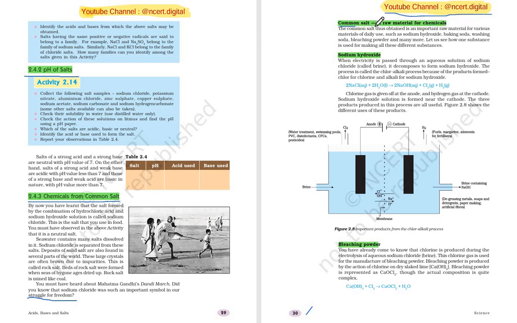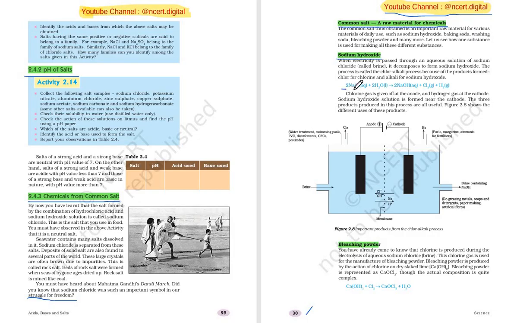Common salt, a raw material for chemicals. The common salt thus obtained is an important raw material for various materials of daily use, such as sodium hydroxide, baking soda, washing soda, bleaching powder, and many more. Let us see how one substance is used for making all these different substances. Sodium hydroxide. When electricity is passed through an aqueous solution of sodium chloride, called brine, it decomposes to form sodium hydroxide.